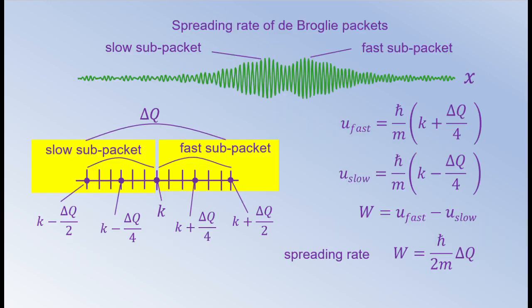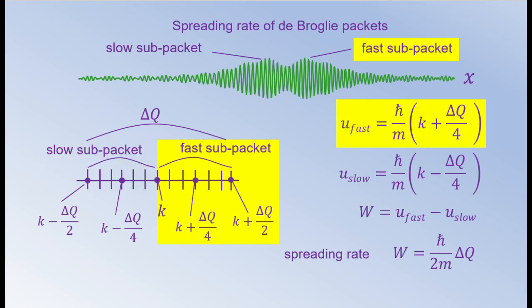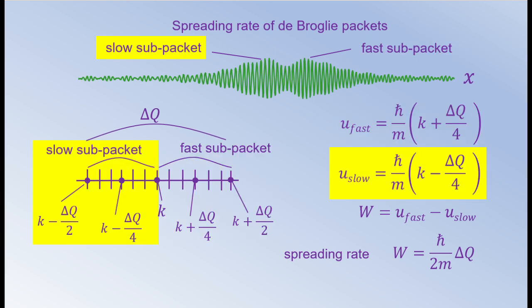If we divide the packet into two equal parts along k, we will get two subpackets whose movement velocities will be slightly different. For a fast subpacket located on the k-axis to the right, we will have a group velocity u fast equal to h bar over m multiplied by the average k value, that is k plus a quarter of delta q. Here delta q is the overall range of wave numbers in the entire packet. Quite similarly, for the slow subpacket we have u slow equal to h bar over m multiplied by k minus a quarter of delta q.